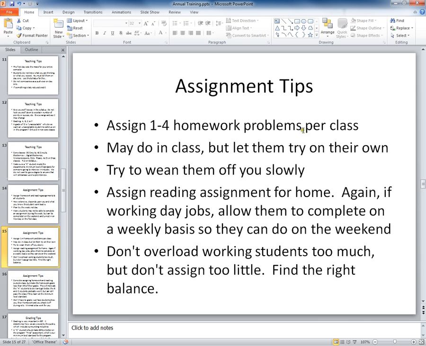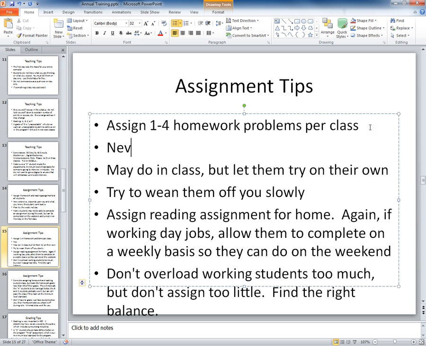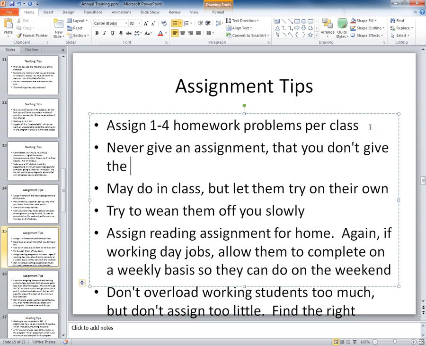Assign 1 to 4 homework problems per class. May do in class, but let them try on their own. I'll also say this: never give an assignment that you don't give the solutions to.